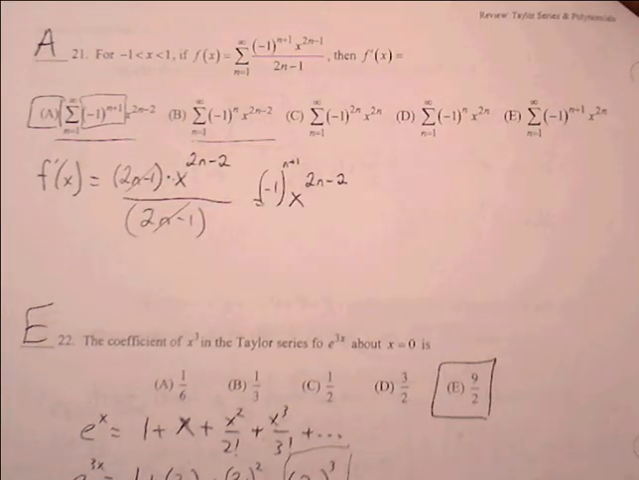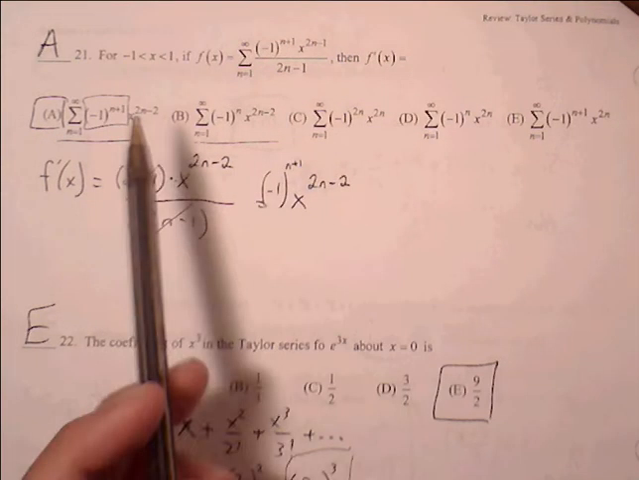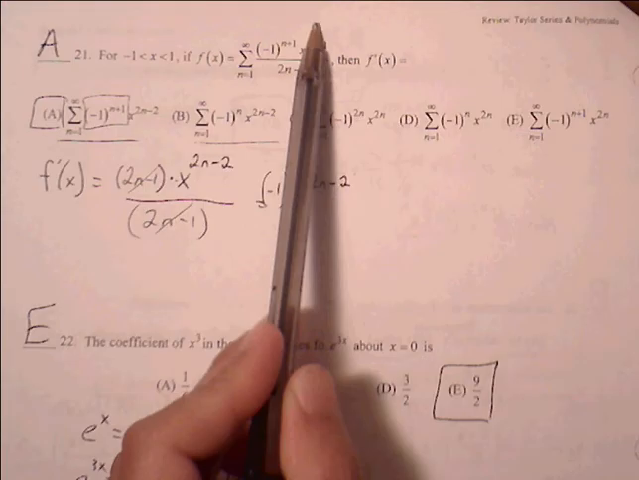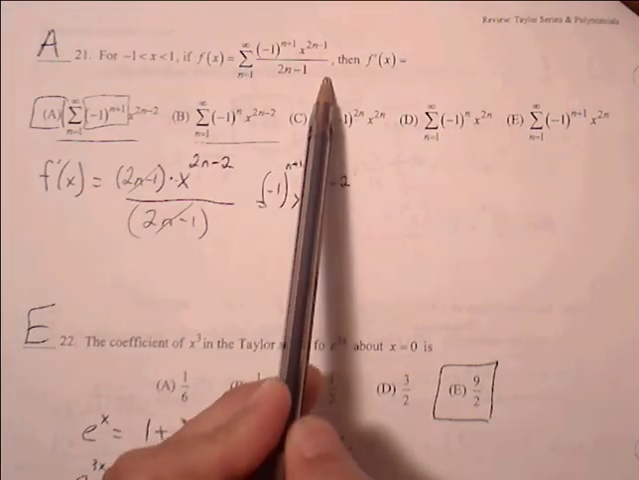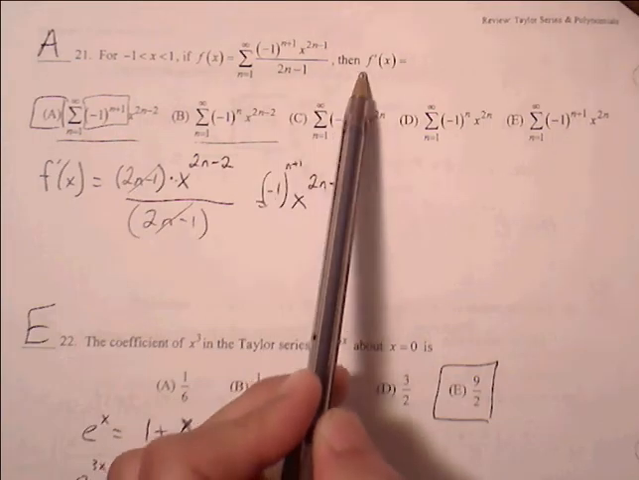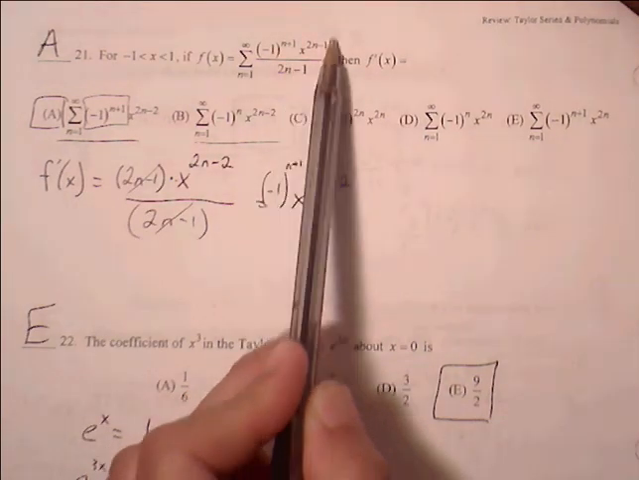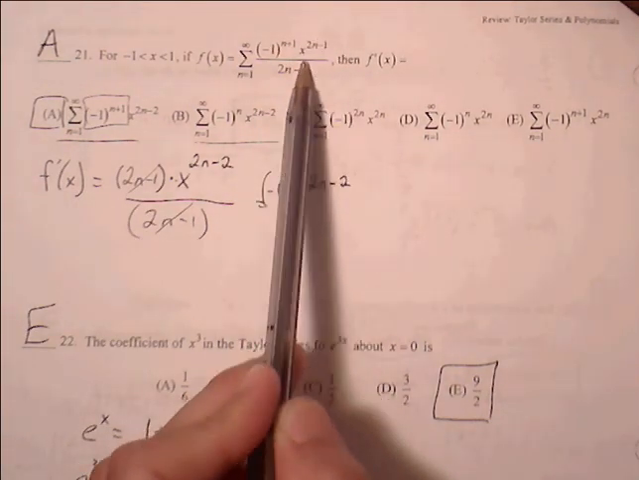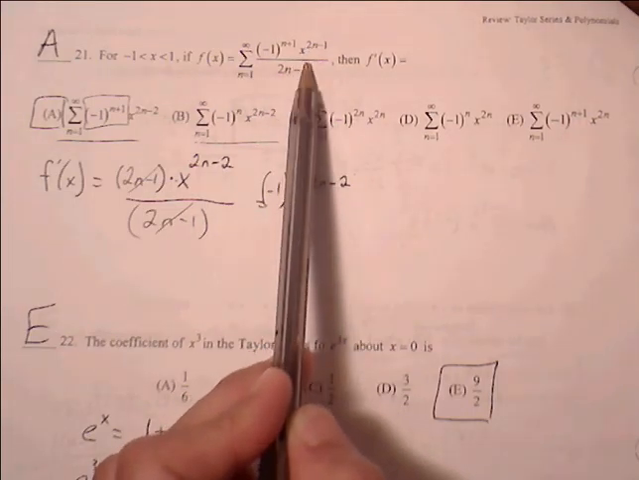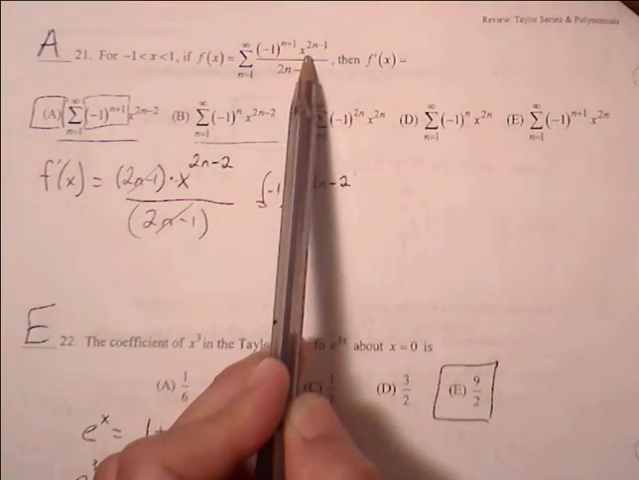All right, we're looking at 21 through 28 in the Taylor series multiple choice worksheet. So 21, for x between -1 and 1, we have our rule of series here that represents f of x. So to find f prime, notice that we can just zero in on the variable here, x to the 2n minus 1. So it looks like we can just go through and find the derivative going through power rule.